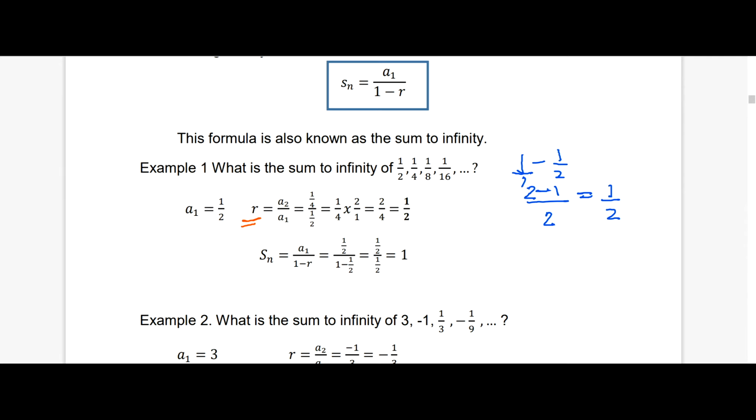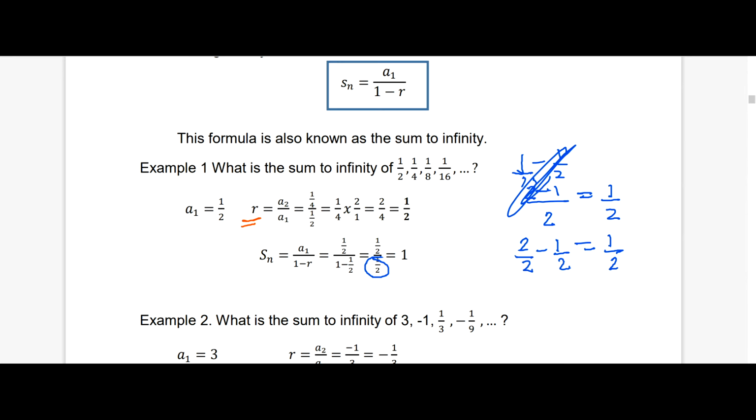Or simply, pwede mo yung gawing 2 over 2 minus 1/2, kasi common sila ng ilalim. So, 2 minus 1 is 1. Copy the denominator. That's why you have 1/2. Ito pala yung pinag-uusapan natin. And then 1/2 divided by 1/2.